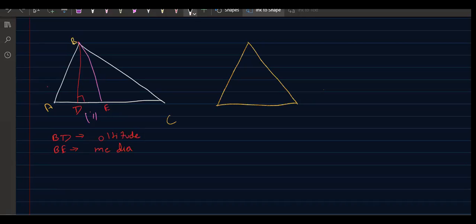Some of you might be asking about this line. This white line is perpendicular to AC and dividing AC into two equal parts, but it is not passing through any vertex. This line is your perpendicular bisector.